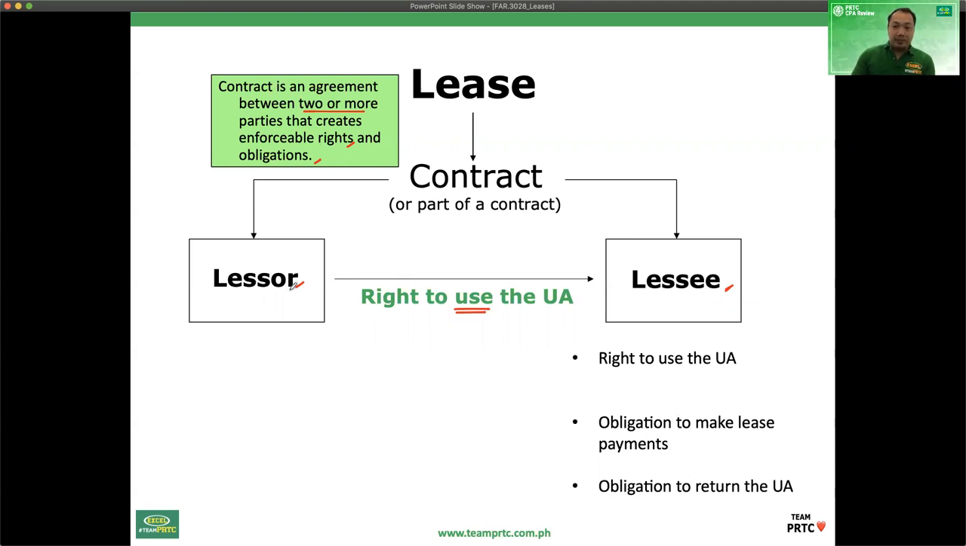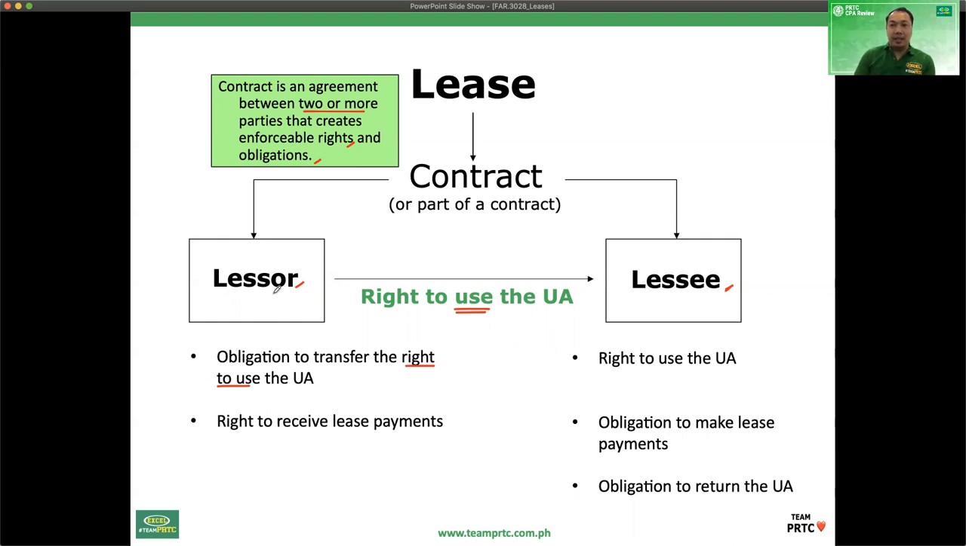How about the lessor? Obligation to transfer the right to use, so right to use the underlying asset. Kapalit niyan, syempre may marireceive ang lessor. So right to receive the lease payments. And at the end of the lease term, kung walang transfer of ownership, rights retained in the underlying asset. Of course, yan na yung problema natin ngayon. Accounting for those rights and obligations.